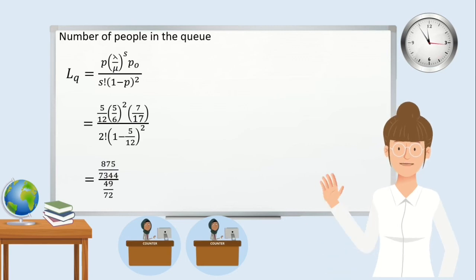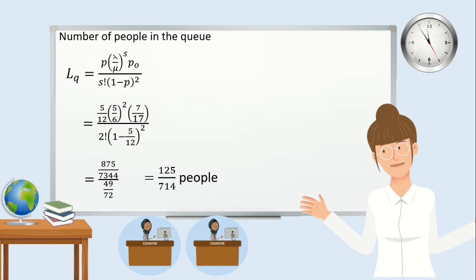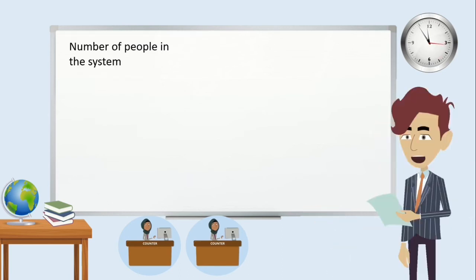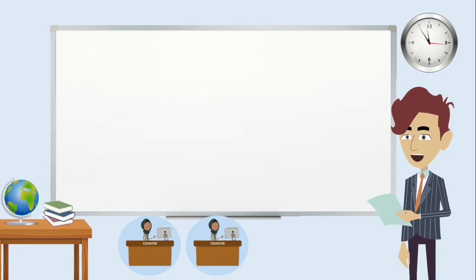And the answer is equal to 125 per 714 people. For the number of people in the system, we can use L equal to LQ plus lambda over mu and substitute the value into equation. The answer is 120 over 119 people. The average time people spend in the system is W equal to L over lambda and substitute the value and the answer is 24 over 119 hour.